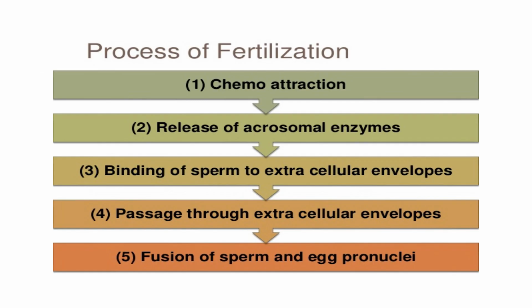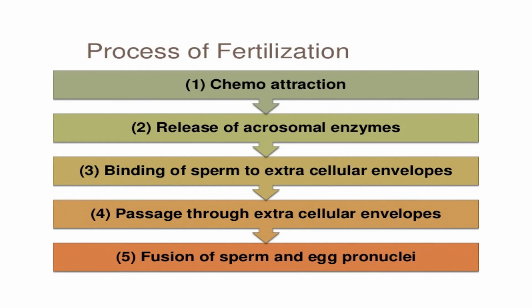Now, the basic steps of the process of fertilization include chemoattraction, release of acrosomal enzymes, binding of the sperms to the extracellular envelopes of the ovum, passage through the extracellular envelope, and then fusion of the male and female pronuclei. Before that there are two theories.